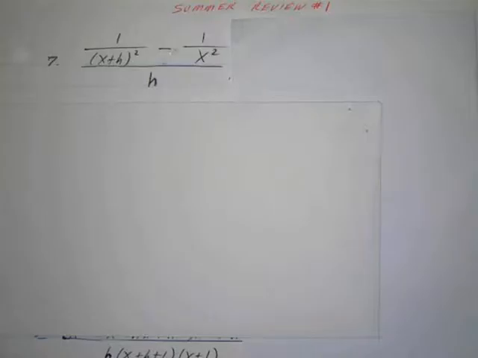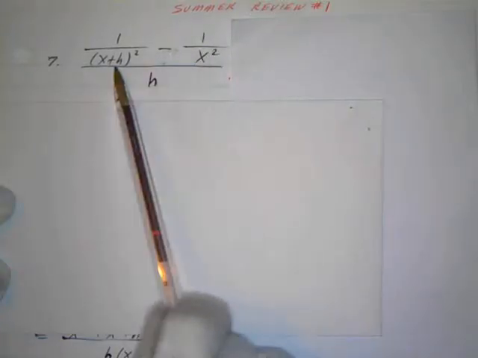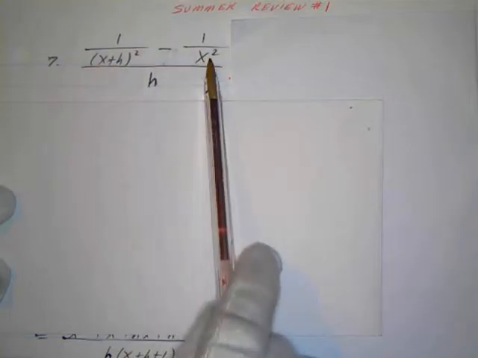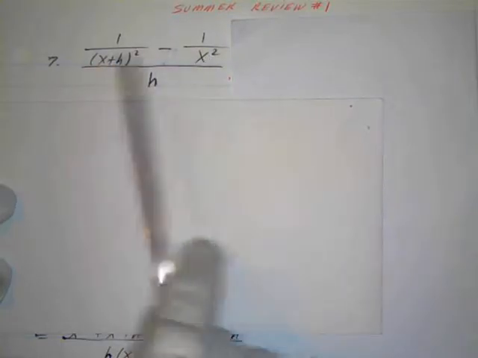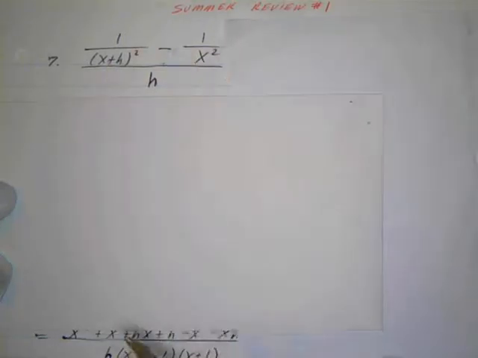Okay, number 7 on summary review number 1. We don't get any relief now on this particular problem as far as the LCDs, because these two denominators in the numerator, it is a complex fraction because we have fractions in the numerator, in the top, don't have any common factors, so basically they're what we call relatively prime. So basically our LCD is just this denominator times that denominator.